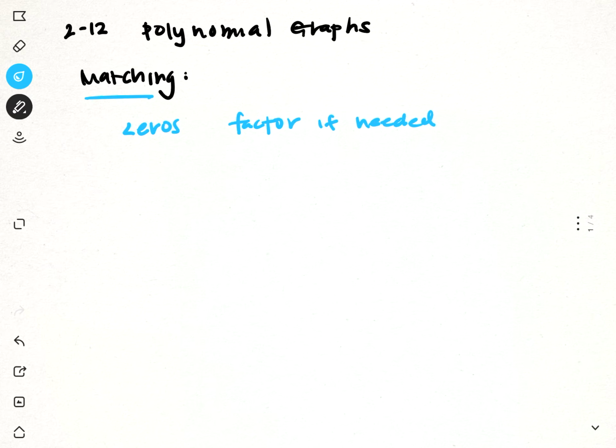We kind of covered this a few weeks ago, how to find the zeros from polynomials. So we're going to be using this idea of zeros and factoring to figure out which graph matches. Also, we're going to be determining the degree.